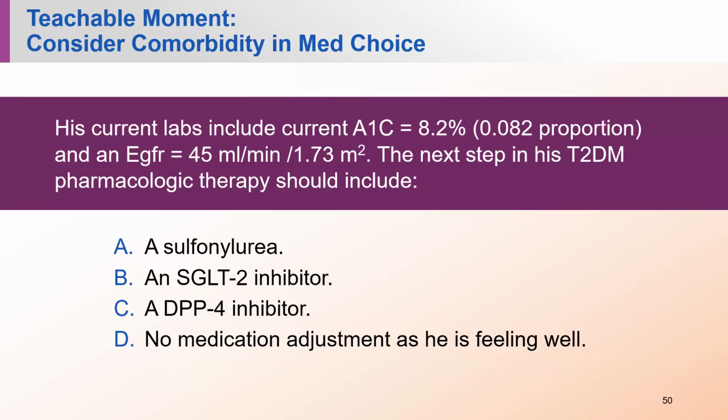Okay, B, an SGLT2I. Would that be a good choice? And that's our best answer, clearly. C, a DPP4 inhibitor. Well, that would perhaps improve his glycemic control, but it's not going to do anything for his kidneys, which we want to preserve. He's not that old a man. And option D, no medication adjustment as he's feeling well. No, because his numbers are off. He's got a comorbid condition. Something needs to happen.